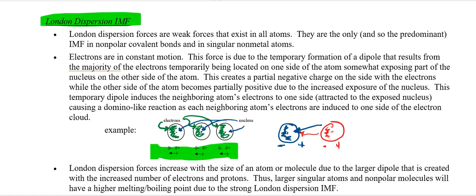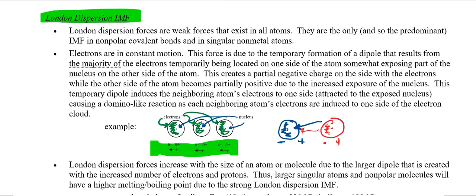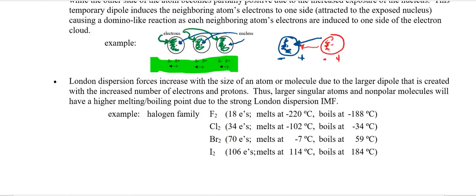I liken it to money. If you have a nickel in your pocket and it's all you got, it matters. But if you've got a $20 bill and a nickel in your pocket, you don't really worry about the nickel, unless, of course, it's $20.04 at the register, then you're happy to have that nickel. So London dispersion forces can play a role, but they're not usually the primary role. But sometimes, especially with nonpolar covalent substances, it's the only IMF you're going to get.